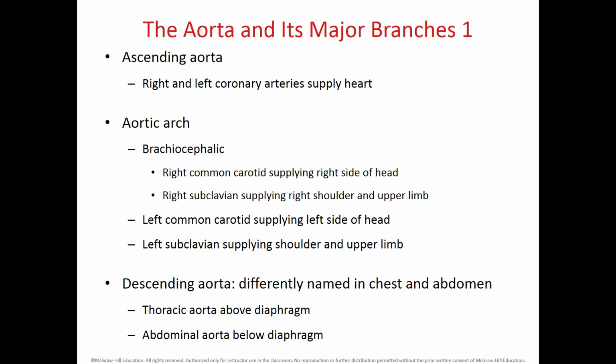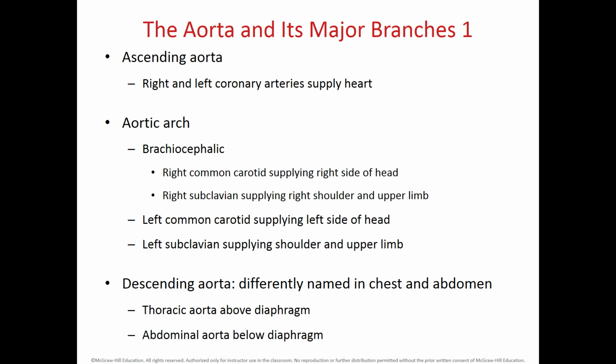It's going to give the brachiocephalic branch, the first branch of the aortic arch, and this brachiocephalic artery is going to form two branches. It's going to form the right common carotid that is going to provide blood supply to the right side of the head and the brain, and the right subclavian, which is going to provide blood supply to the right shoulder and the right arm.